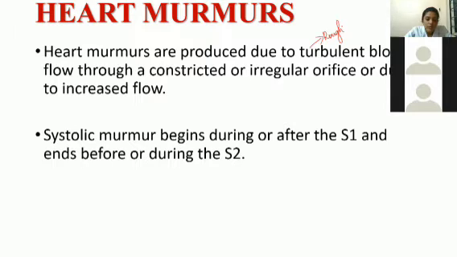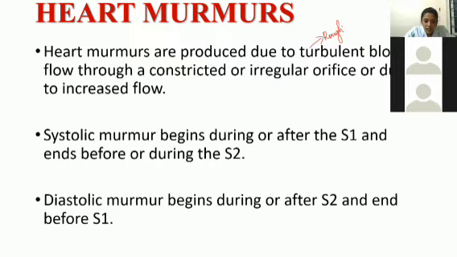A systolic murmur begins during or after the S1 and ends before or during the S2. So at the time of S1 or after the S1, the systolic murmur will be occurring, and it will end before the second heart sound. A diastolic murmur begins during or after S2 and ends before S1. So during the second heart sound or after it, the diastolic murmur will be occurring, and it will end before S1. Okay, so this is about the heart murmurs.